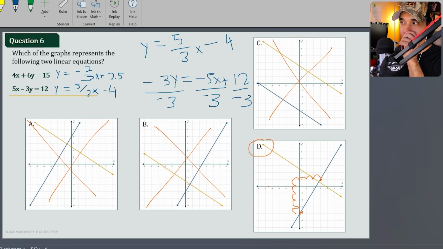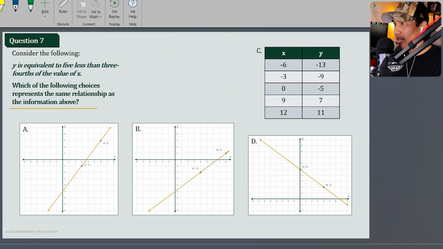Okay? Let's go ahead and move on to question number 7. Consider the following. Oh, we have a word formatted question. Y is equal to 5 less than 3/4 of the value of X.